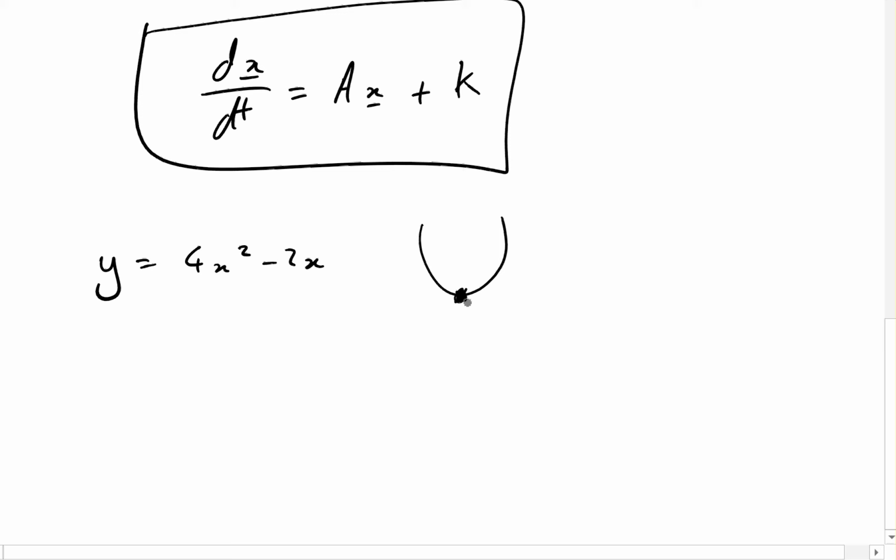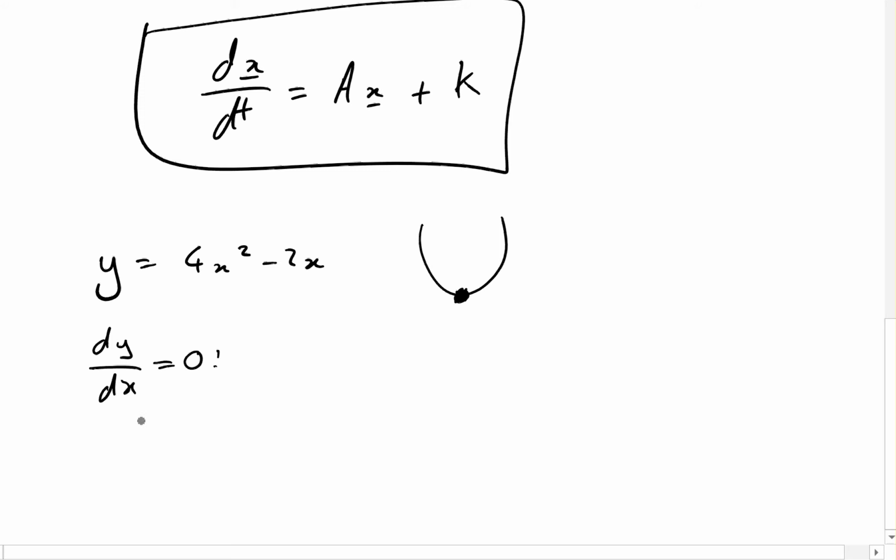So the stationary point just corresponds to the maximum or minimum value. In other words, here. And that's going to be where the gradient is equal to 0. We can write the gradient down as dy by dx, and the stationary point is going to occur when dy by dx is set equal to 0. So let's differentiate this.